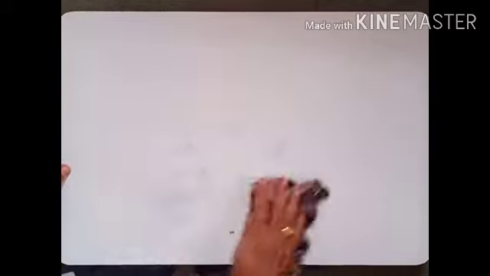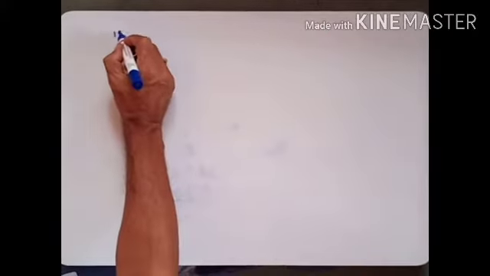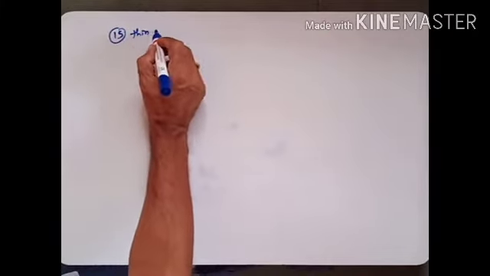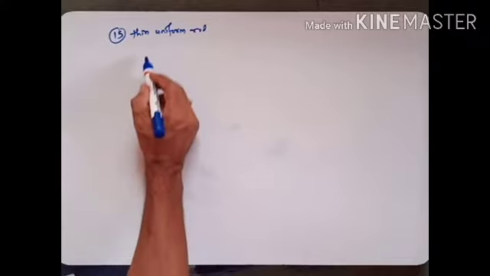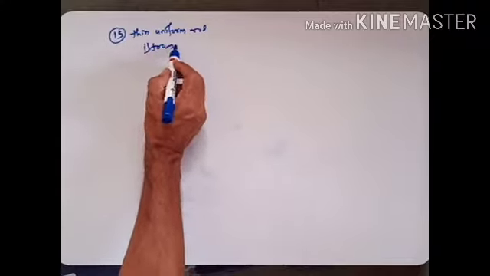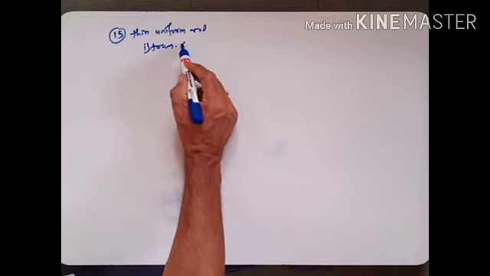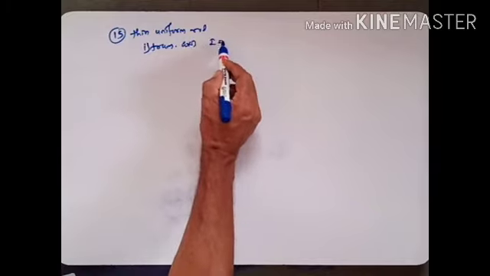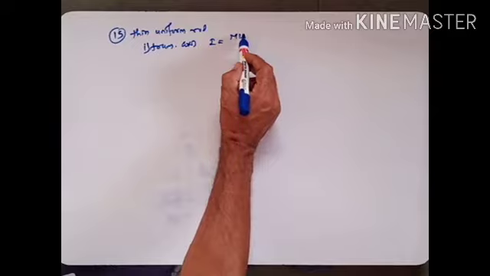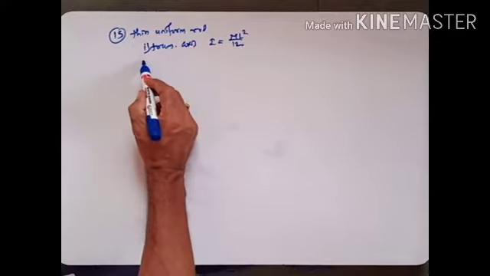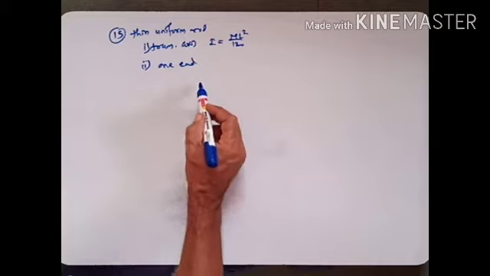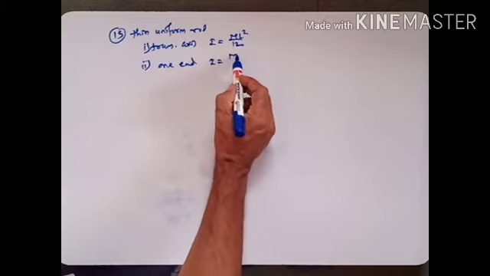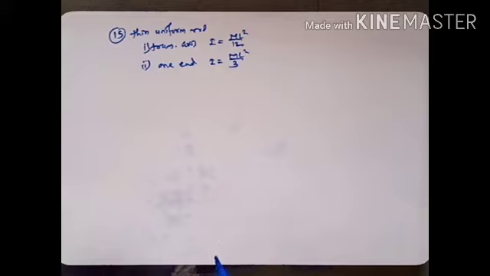Now thin uniform rod. Point number 15. Thin uniform rod. First, transverse, means passing through center and perpendicular to length, transverse axis. I is equal to ml square upon 12. Second one, axis passing through one end, I is equal to ml square upon 3.